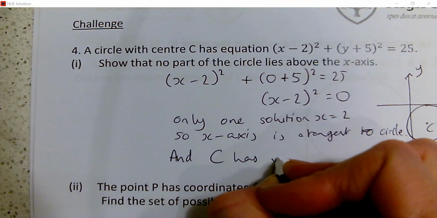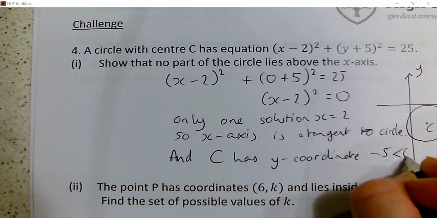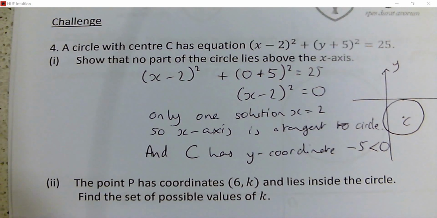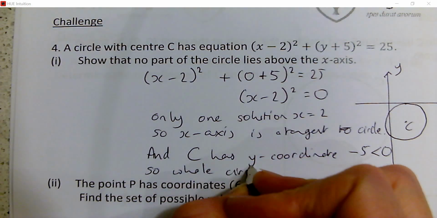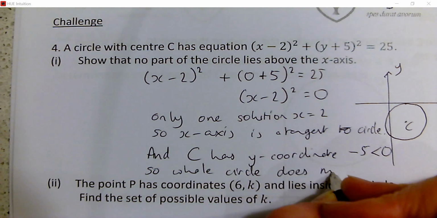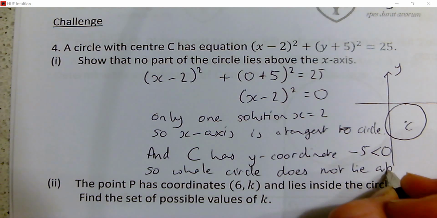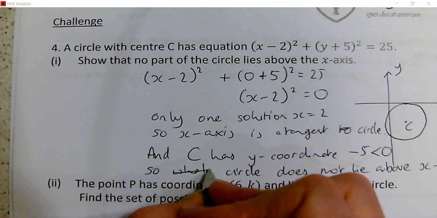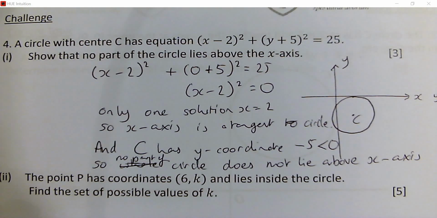And C has y coordinate -5, which is less than 0, so the whole circle must lie below the x-axis, it doesn't lie above the x-axis. Or rather, no part of the circle lies above it. Okay, so hopefully that makes sense as an alternative option.